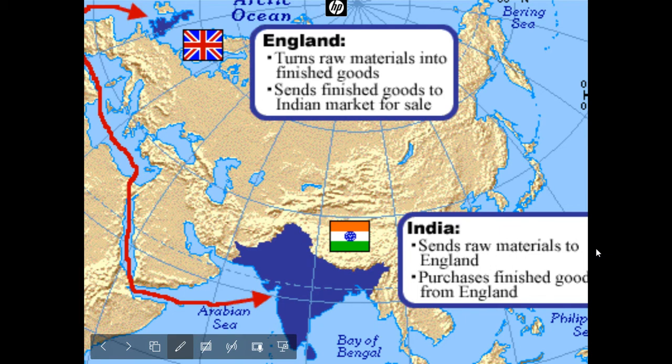Now, the good thing here for the local people is that they now have access to cheap goods that have been made in factories that they would not have otherwise had access to because they were not industrialized nations. The downside is they're being controlled by a foreign power. They're coming in and sometimes being exploited for their resources. So it's not all good, but it's also not all bad.